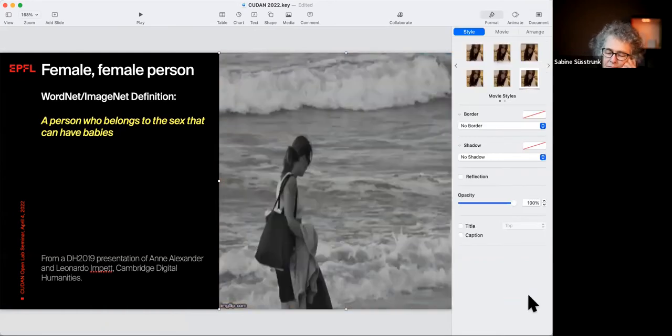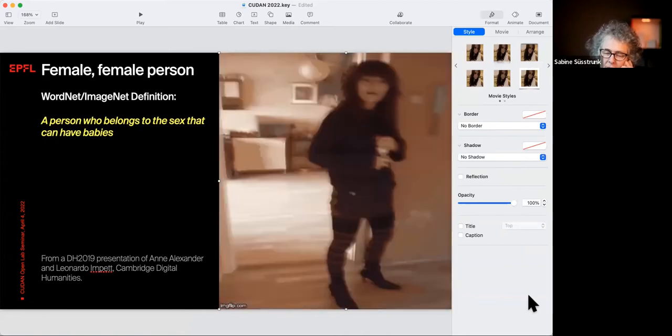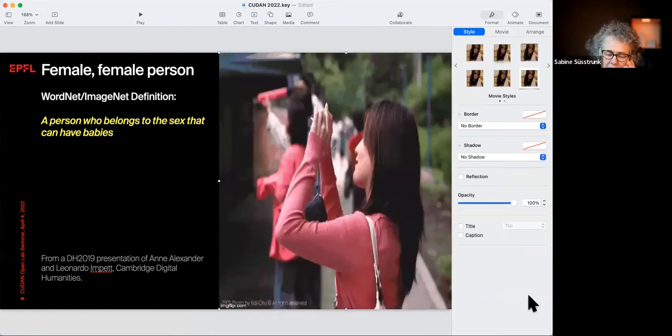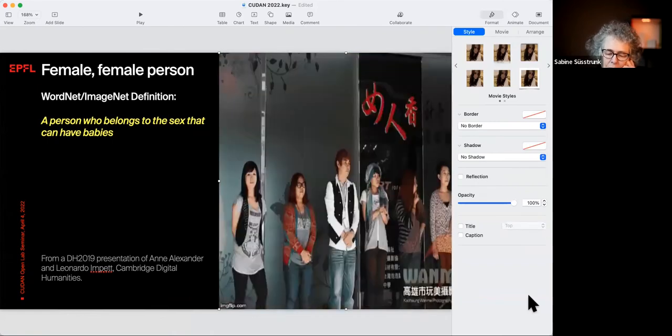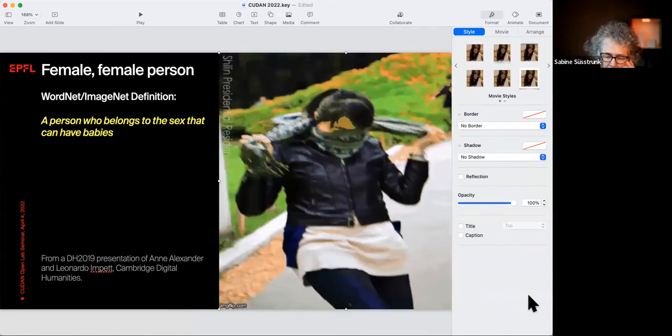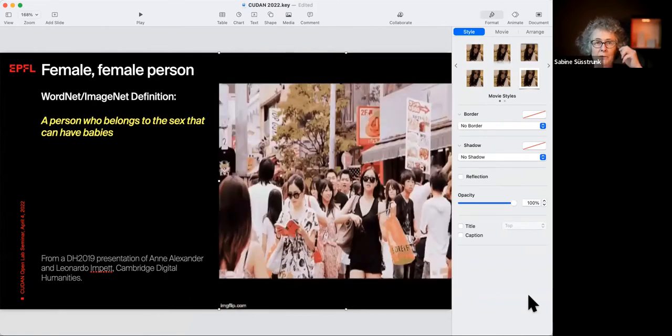here's an example. Randomly chosen 98 images from ImageNet that belong to the category female or female person. I'm not sure about you, but I look at this and I'm going like, hey, it's not going to reflect even me at all.